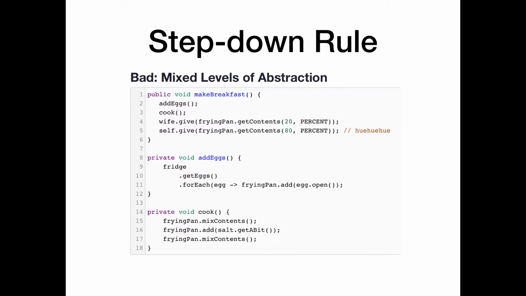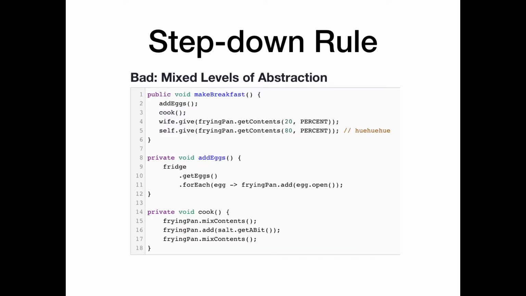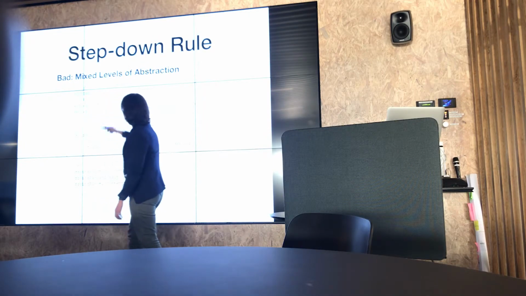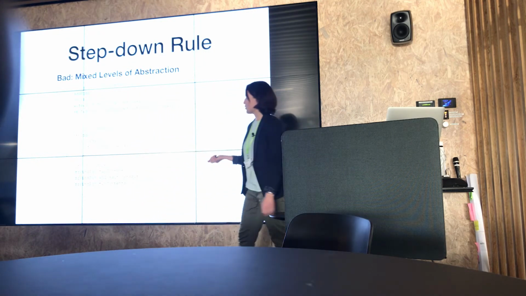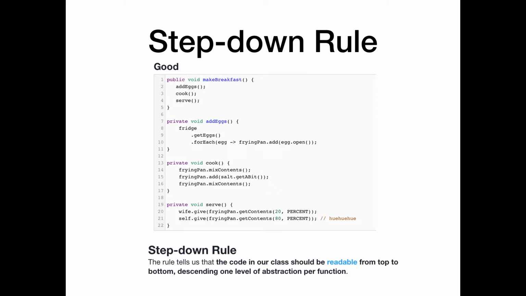In this example, everything looks fine, but there are too many details. So, for instance, these two could be hidden in some additional functions. So there is this mixed level of abstraction. And in principle, it should look like that, and then it follows the step-down rule.